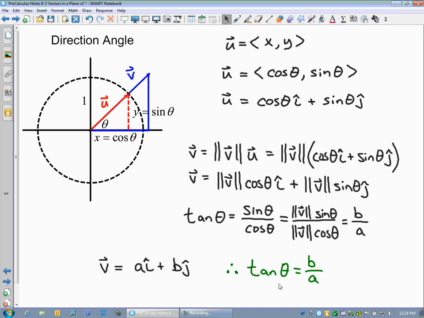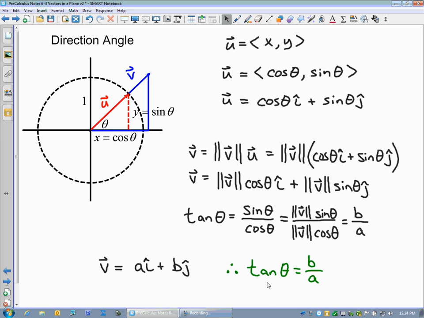Which should make sense because you can also think of this as rise and run, and since tangent is the same thing as slope, slope is going to be rise over run. But I did want us to derive it, officially, so that you can see where it comes from. So if you're given a vector, you simply are going to use this formula to be able to find the direction angle, which is your theta.